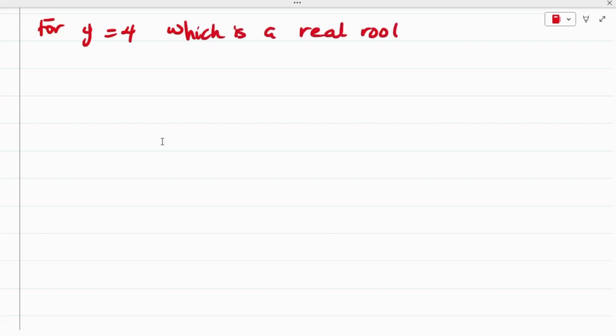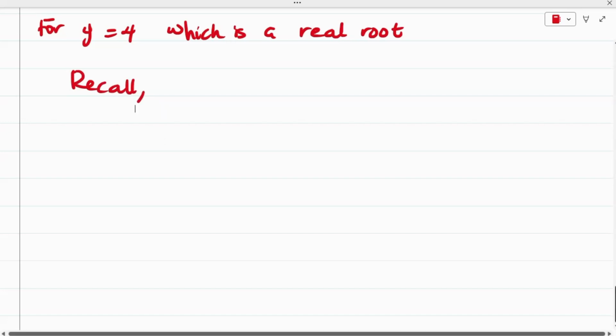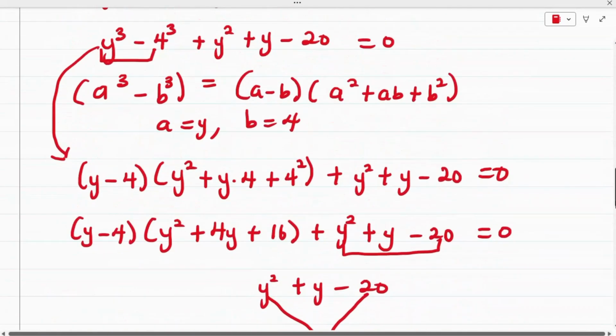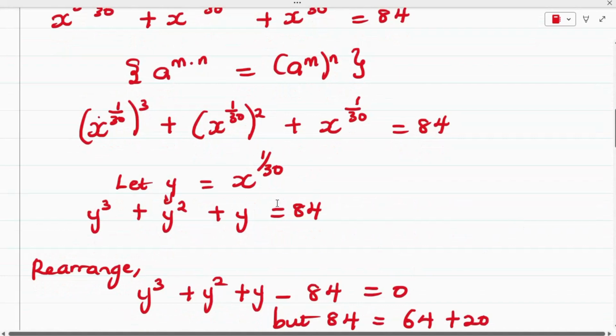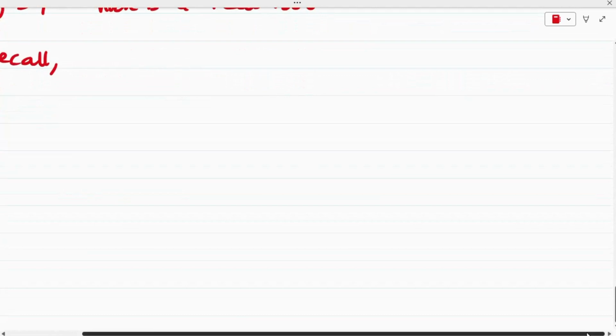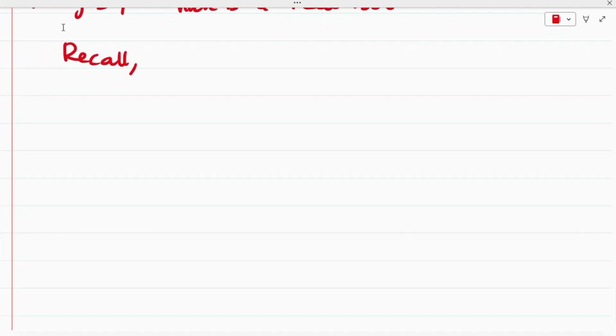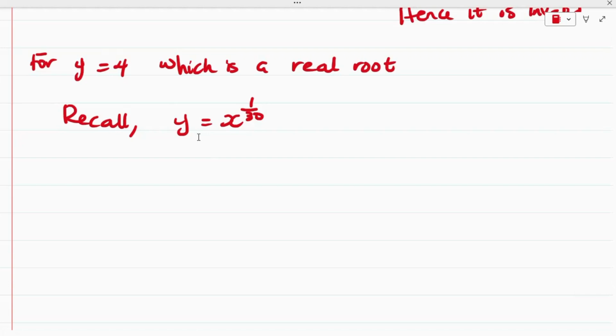Now we want to simply recall that at the beginning we said that let y be equal to x raised to the power of 1 over 30. Okay, so at this point here we have that y is equal to x raised to the power of 1 over 30. We are working with y equals 4, so we have x raised to the power of 1 over 30, and this is equal to 4.